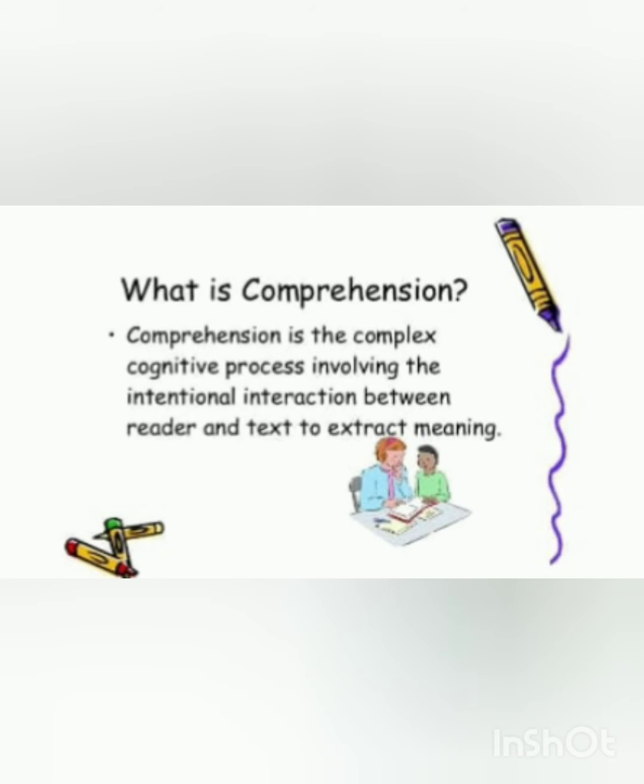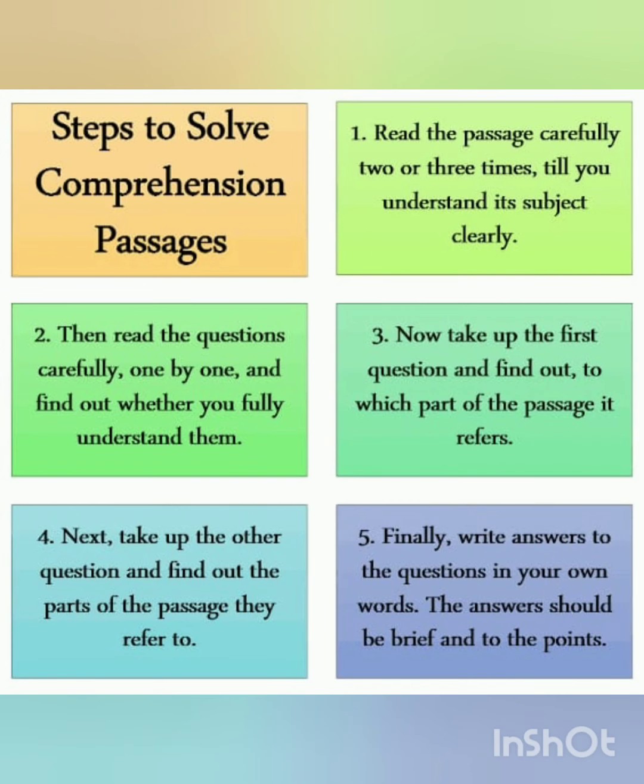Now, what are the steps to solve comprehension? First of all, read the paragraph carefully 2 to 3 times until you understand what the writer wants to say. Then read the questions carefully that are given at the end of the comprehension passage. Read them one by one and find out whether you fully understand them. So, to solve the comprehension, you need to understand the questions very deeply.